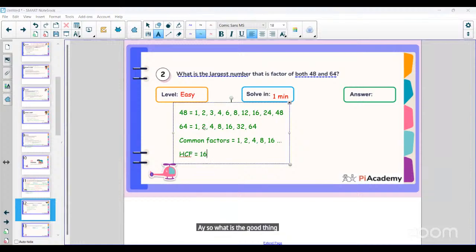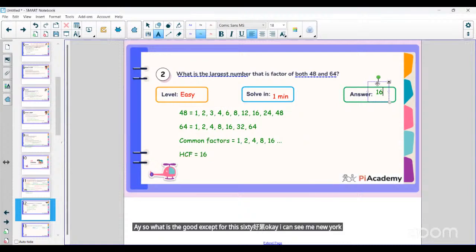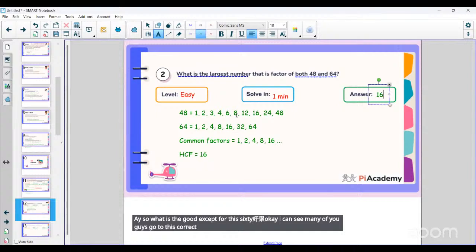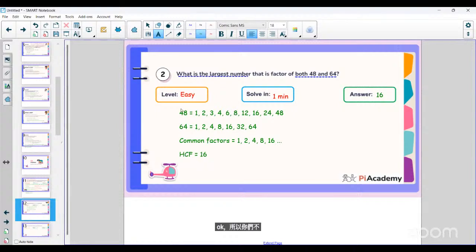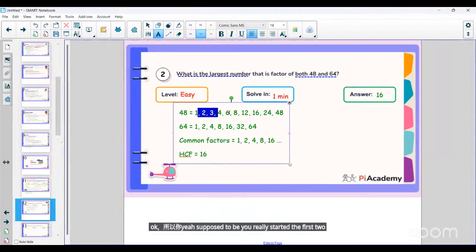It is 16. All right. Okay, I can see many of you got this correct, but many got wrong as well. They marked 8 as the correct answer. Okay, so remember, whenever you try to work out the factors, suppose when you list out the first 2 or 3 or 4 factors.